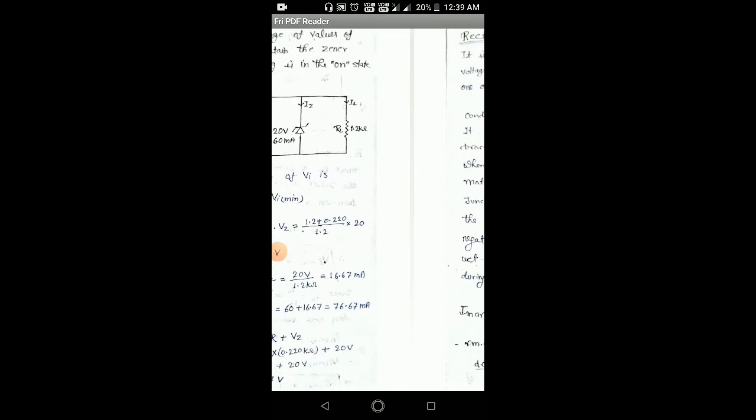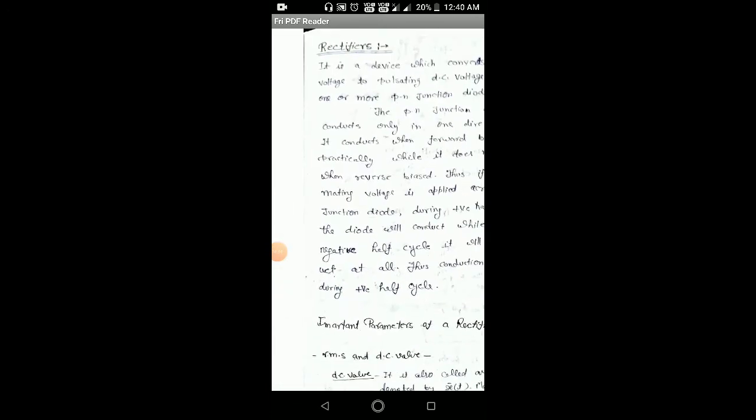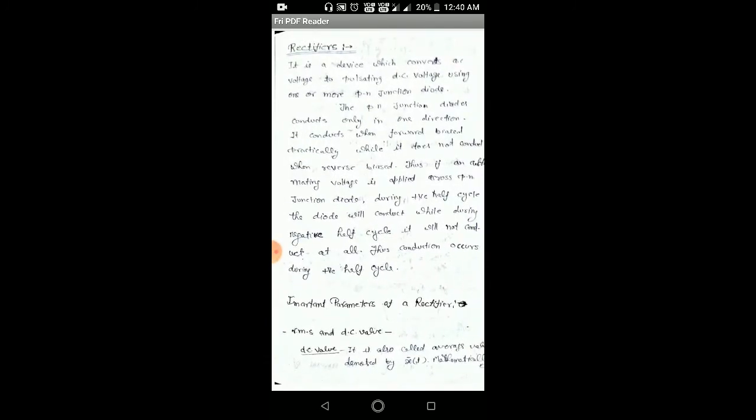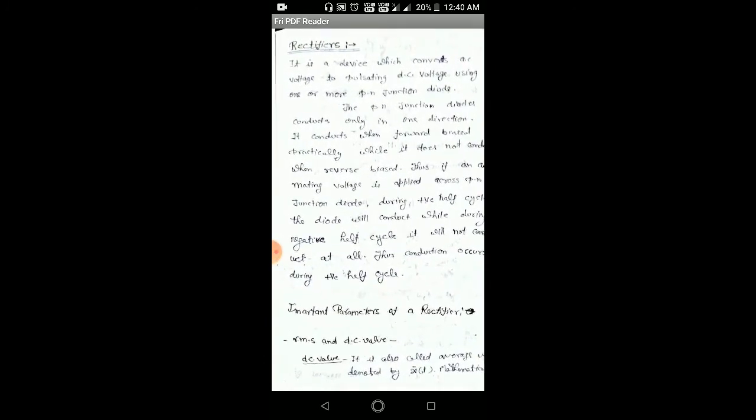Now the next topic is rectifiers. What is a rectifier? It is a device which converts AC voltage to pulsating DC voltage using one or more PN junction diodes. The PN junction diode conducts only in one direction. Practically, it conducts when forward biased, while it does not conduct when reverse biased.